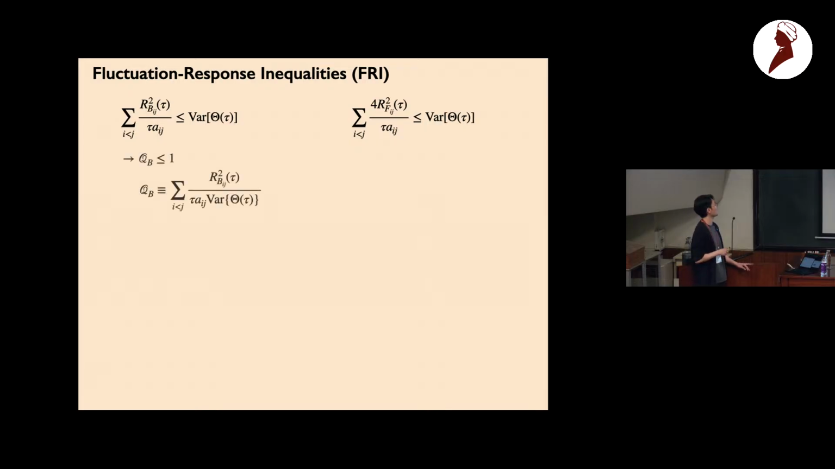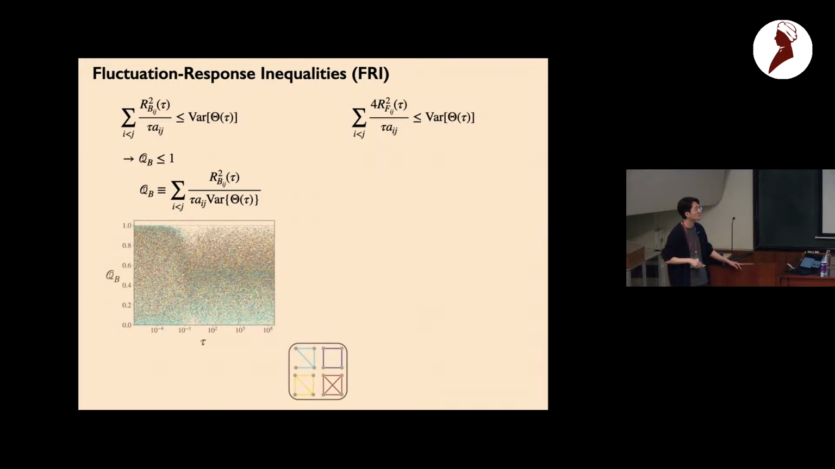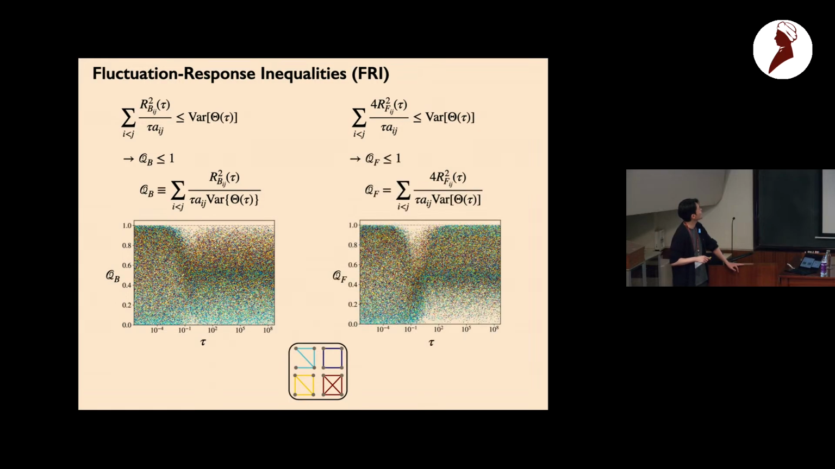So we can numerically check this inequality. In the same way, by moving this variance to the left-hand side, we can define this Q factor. Then the Q factor should be smaller than 1. So we explicitly evaluate this Q factor for various networks with various parameters, and you see that all data points are below this bound 1. We also numerically check this inequality, and all evaluated Q factors are below this line 1. So these two inequalities really hold for any finite time tau, okay?